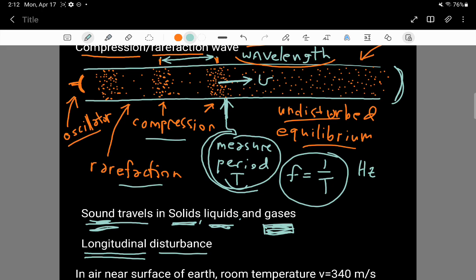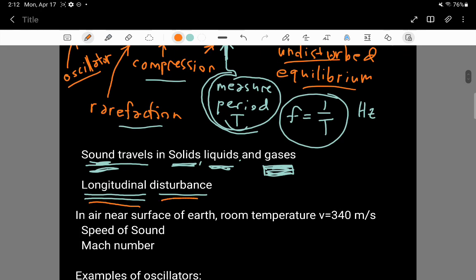But if you look, our molecules, they are only moving side to side, right? Left and right, for this distribution of the molecules to change. The molecules are not moving transverse to the velocity. So since the molecules are moving in the same direction as the velocity, the sound wave is considered a longitudinal disturbance.